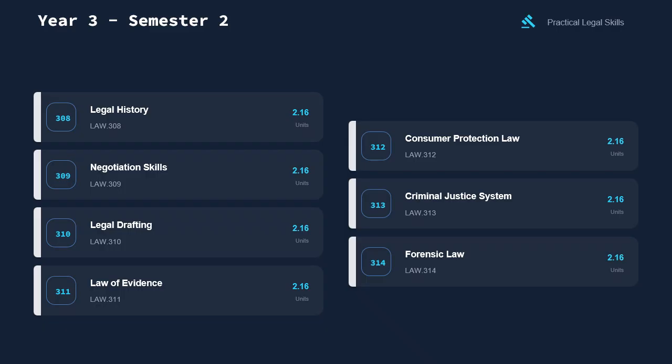Real-life example, in Daubert v. Merrill Dow Pharmaceuticals, 1993, the Supreme Court established reliability standards for expert testimony, directly impacting forensic science admissibility. This requires lawyers to understand scientific methodology.